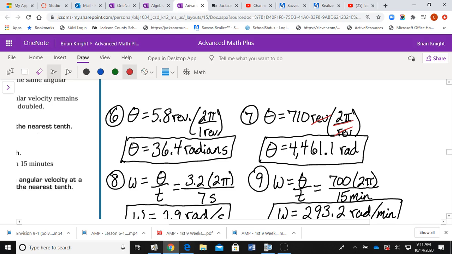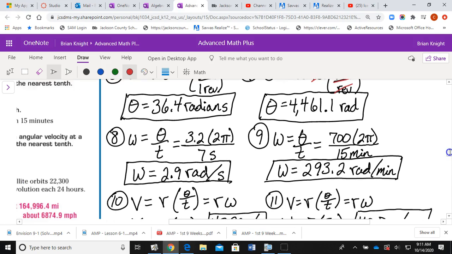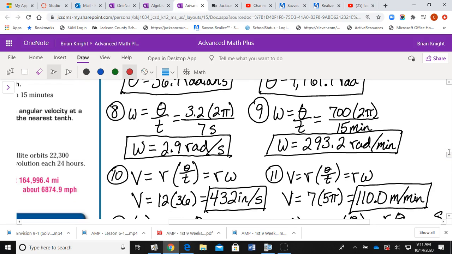All right? 8 and 9, you're finding angular velocity. Okay? They give me everything I need. It says it goes 3.2 revolutions. I have to multiply that by 2 pi to get my radians. And it tells me it takes 7 seconds. So I divide it by 7, 2.9 radians per second. Okay? Literally all this chapter is, or all this section is taking what they give you, plugging it into the formula. Put that in your calculator, give me the answer. Okay? Don't make it hard.